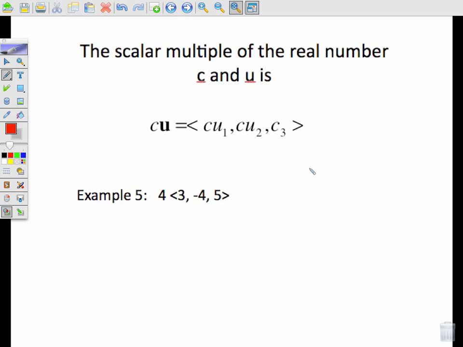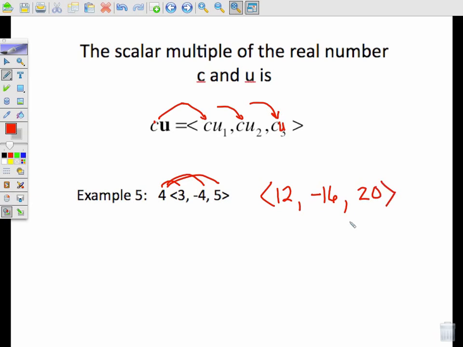Scalar multiplication of a real number and a vector. It's like the distributive property. So you're going to take C and you multiply it by all the parts. Here you can see that C has been multiplied. So this would be C times U3. So I'd have 4 times 3, 12. 4 times negative 4, negative 16. And 4 times 5, 20. And there you have it.